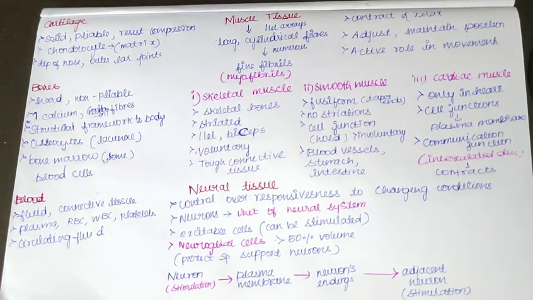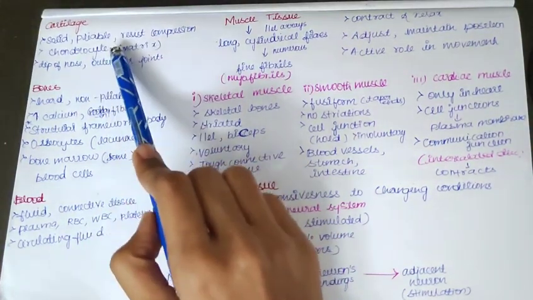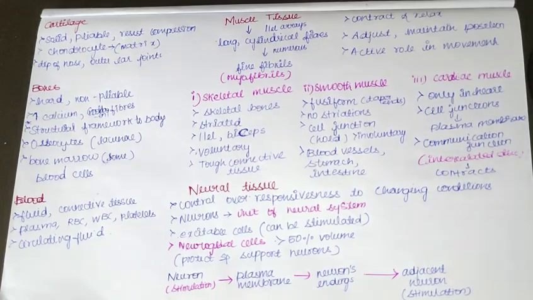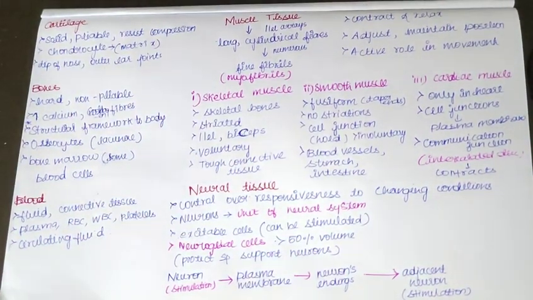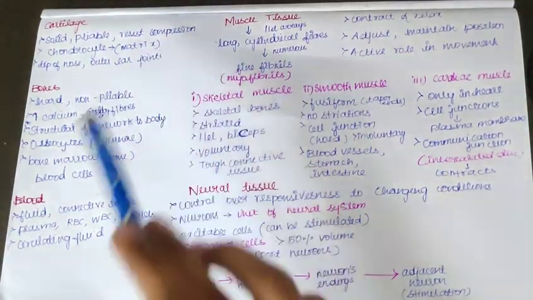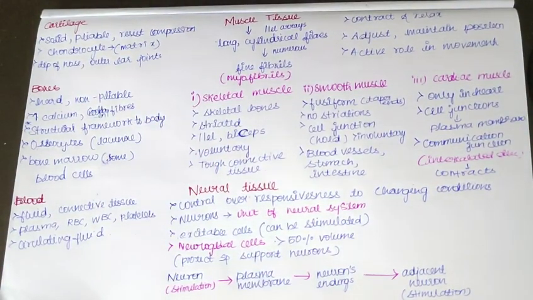Okay, to start with, cartilage. This cartilage is solid, pliable, and they also resist compression. Pliable means they are flexible and they will be resisting the compression. Okay, and this cartilage will have specialized cells called chondrocytes, which are present in the matrix. These cartilages are found at the tip of the nose and the outer ear joints.